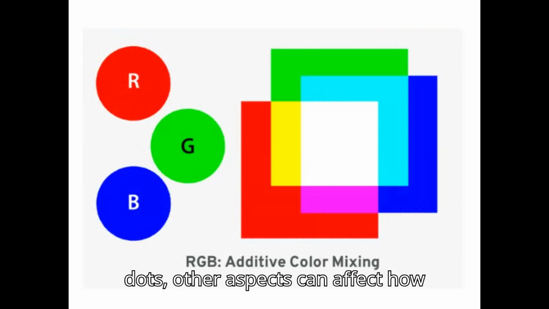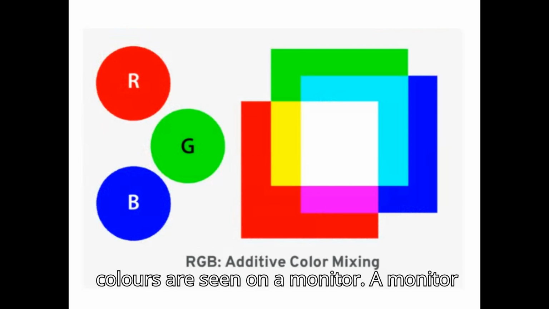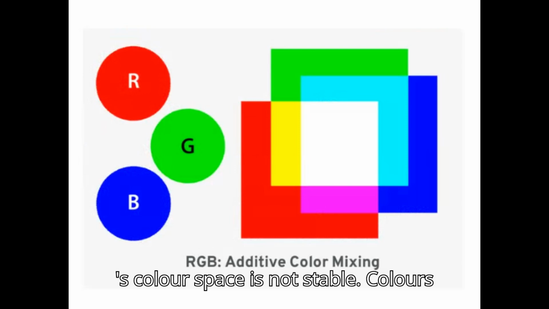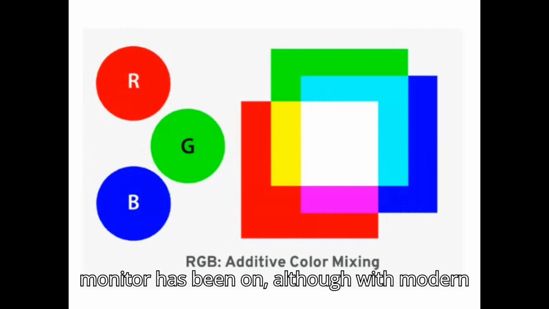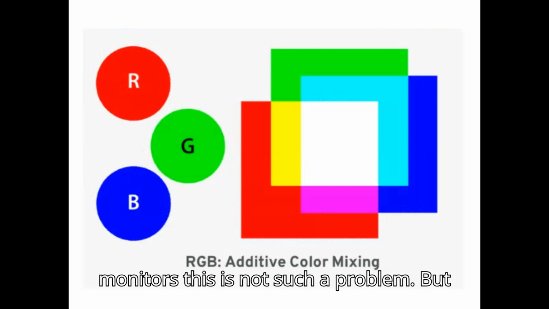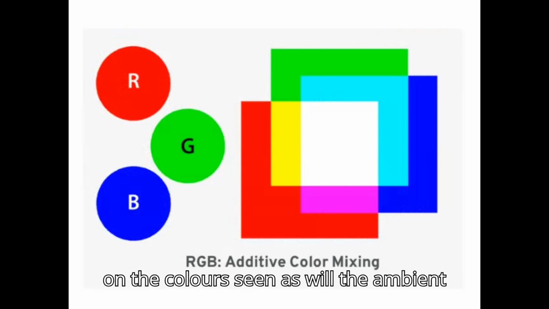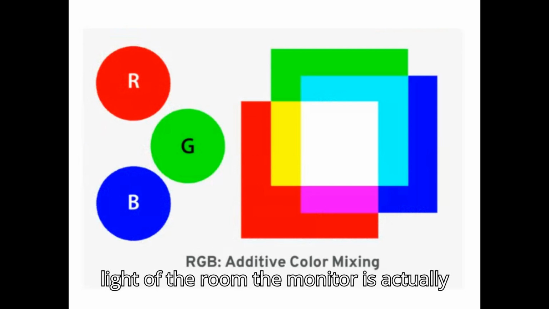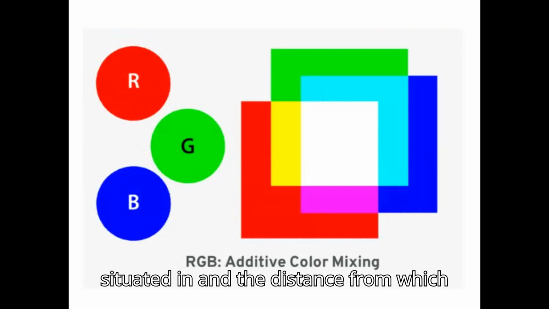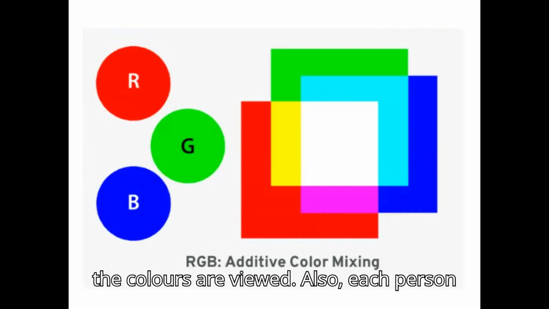Now, while a printer's gamut can be altered by the media printed on, the dither patterns used and the size of dots, other aspects can affect how colours are seen on a monitor. A monitor's colour space is not stable. Colours can change depending on how long a monitor has been on, although with modern monitors this is not such a problem. But the viewing angle will have a huge effect on the colours seen, as will the ambient light of the room the monitor is actually situated in, and the distance from which the colours are viewed.